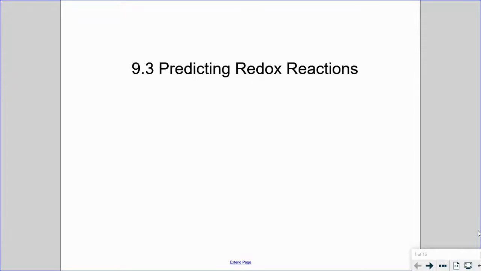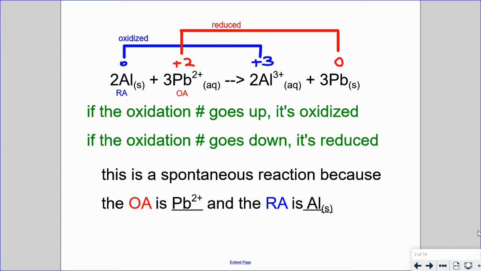Predicting redox reactions. If you're given a redox reaction, how can you predict whether or not it's going to be spontaneous? In this example, we are given the net ionic equation for this redox reaction between aluminum and lead. You notice that the lead is an ion and there's an aluminum ion over here. So again, it's a net ionic equation, so it's missing the spectator ions in this reaction.